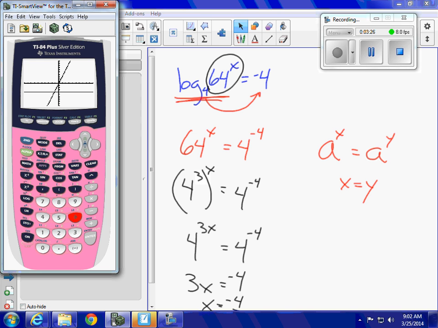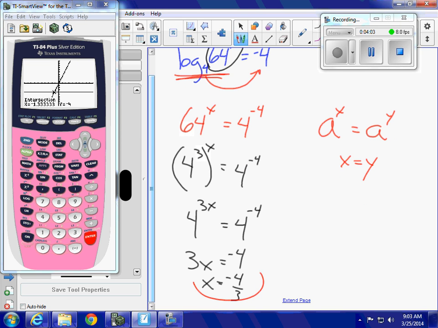Well, let's look at the intersection of those 2 graphs. Right here. I want to know the intersection. So I'll go second, calc, intersect, which is 5, and it asks me my first curve, that's my log base 4 of 64^x. My second curve is my y equals negative 4. That's okay. I don't want to make a guess. And it tells me that the intersection is where x equals negative 1.33333, which is, in fact, negative 4/3.